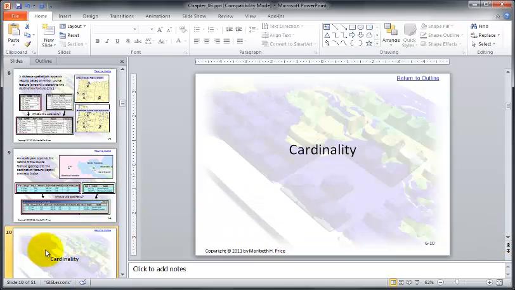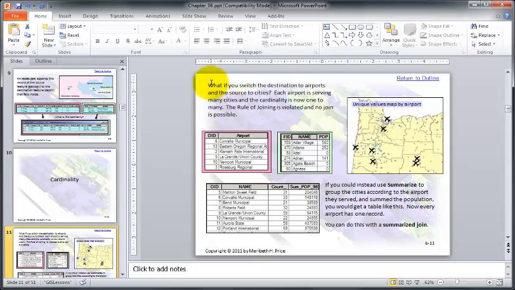Cardinality. What if you switch the destination to airports and the source to cities? Each airport is serving many cities, and the cardinality is now 1 to many. The rule of joining is violated and no join is possible. If you could instead use summarize to group the cities according to the airport they served and sum the population, you would get the table to the left. Now every table has one record. You can do this with a summarize join.